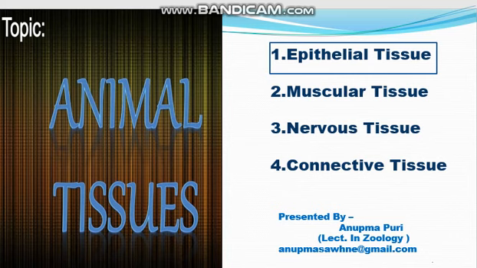Today I am going to start a new chapter, animal tissues. So today's presentation is on animal tissues. Animal tissues are of four types. They are epithelial tissue, muscular tissue, nervous tissue and connective tissue. So these are the four types of animal tissues.